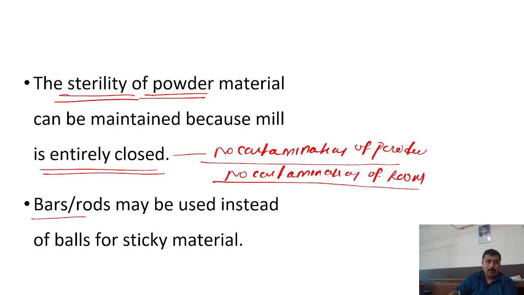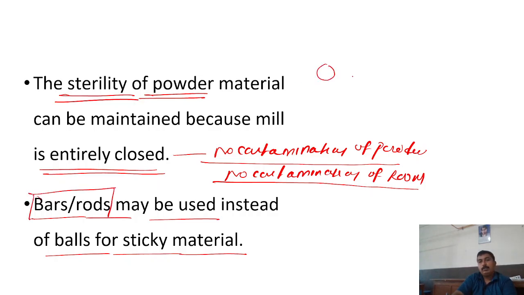Bars and rods may be used instead of balls for sticky material. If the material is sticky, it may stick to the balls, and that may hinder the movement of the balls. And that's why for sticky material, instead of balls, bars and rods may be used. Instead of the spherical balls, you can replace them with small size rods for sticky material.